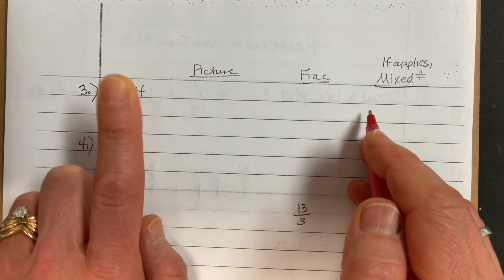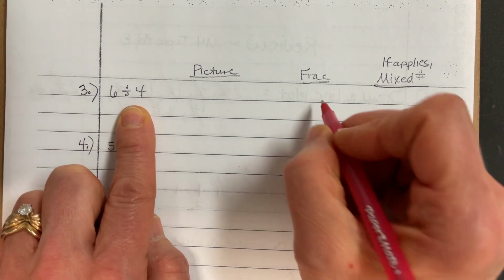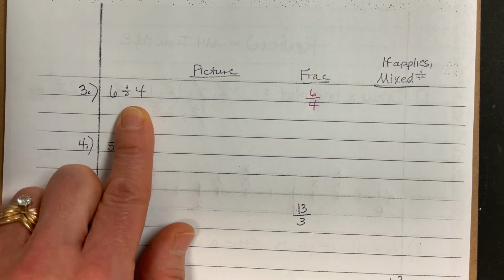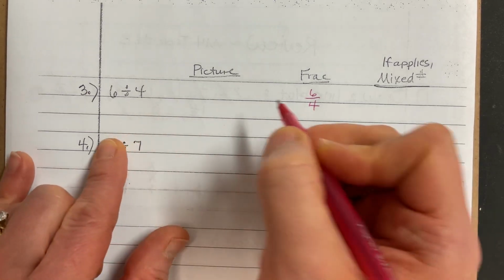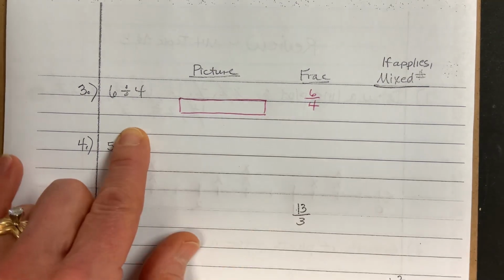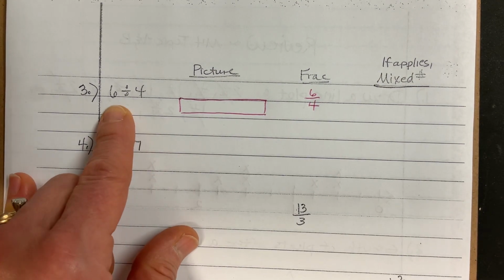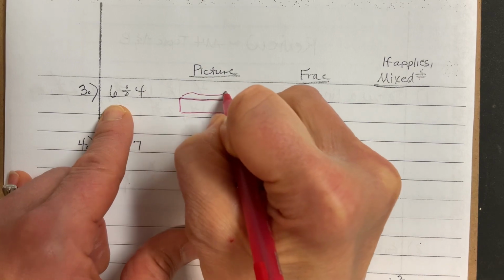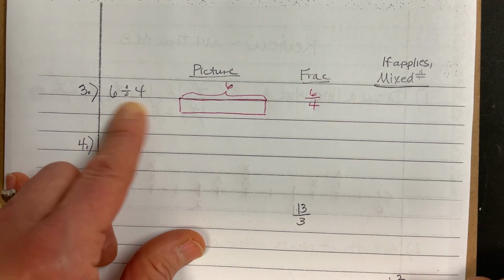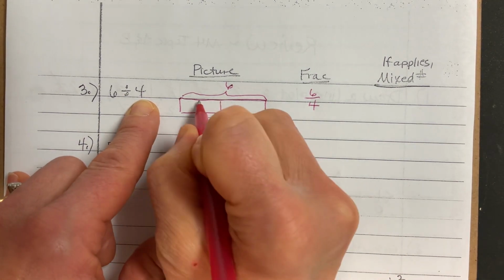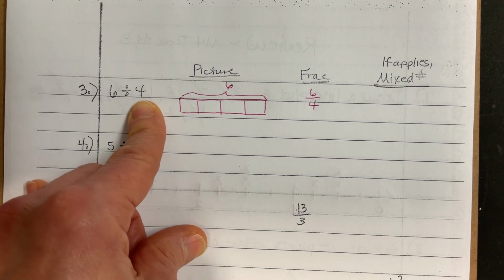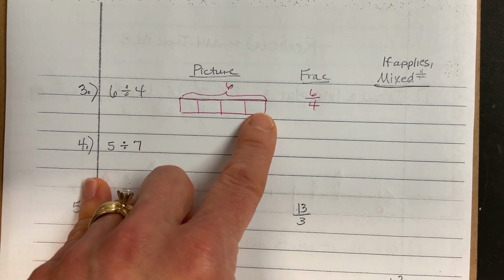Okay, so first of all, if we have 6 divided by 4, I'm going to fill in my fraction, 6/4. My picture then would be, again, thinking about what is being divided. The 6 is being divided. That's my total amount, 6 whole. And it's being divided into 4 pieces. So my tape would show 4 sections. Okay, that's all you have to do for your picture. 6 whole divided into 4 sections.